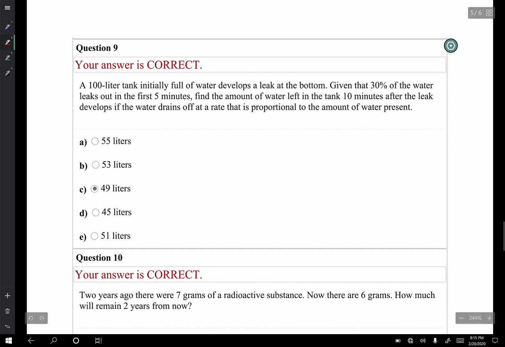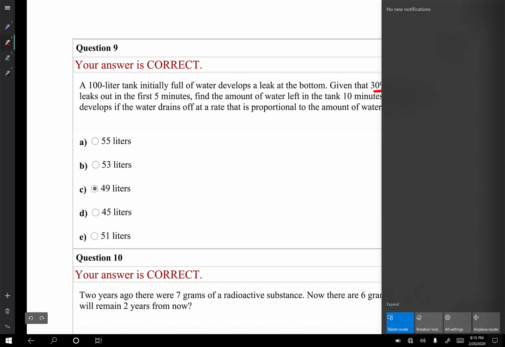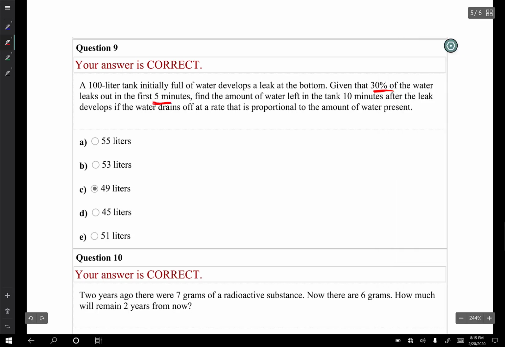A 100-liter tank initially full of water develops a leak at the bottom. Given that 30% of the water leaks out every 5 minutes, find the amount of water left in the tank in 10 minutes. So that's 2 iterations of 5 minutes.